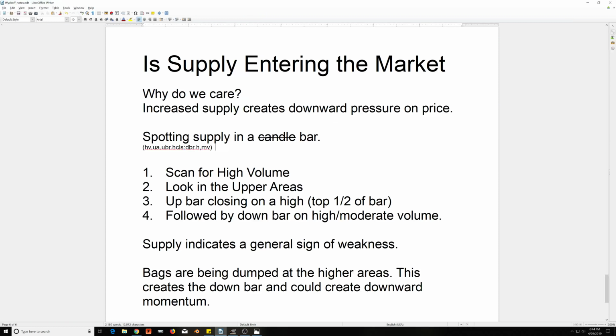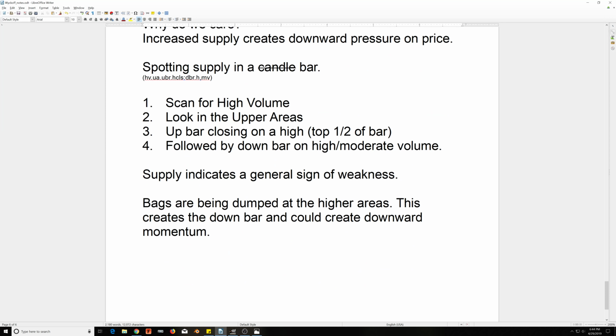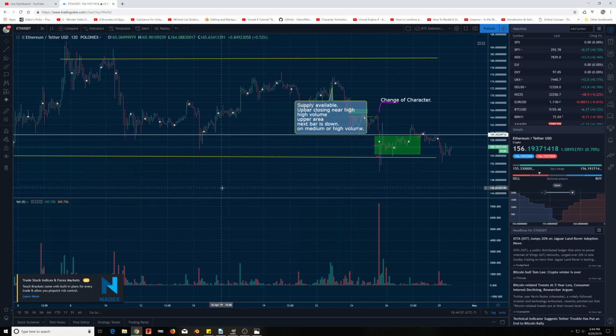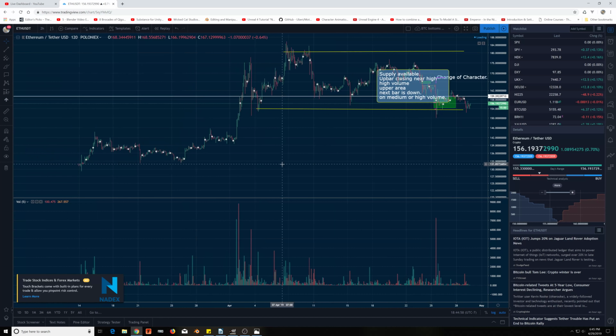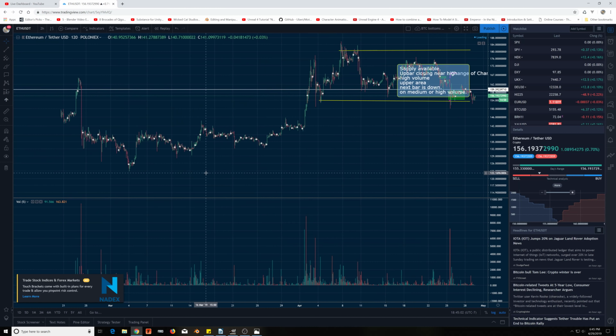Alrighty, so going back to this, why do we care? Because it's an indication of prices getting ready to go down. It's not 100%, but it's an indication. And spotting it, yeah, we have the bars thing going. Generally when people sell, it's a sign of weakness, and it's usually at the top of an area. By an area, I mean a relative area. It doesn't have to be the absolute top.